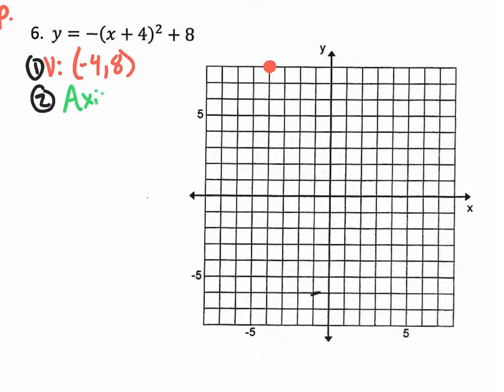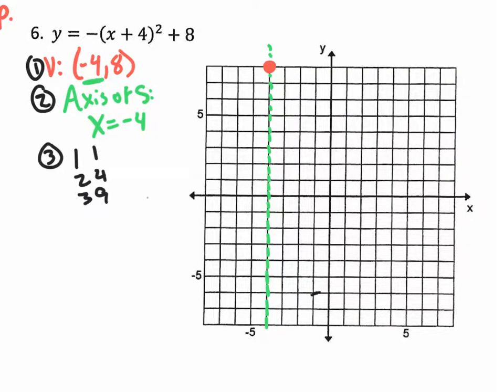Axis of symmetry. And that is going to be the green dotted line going right through that vertex. And if I wanted the equation, it's going to be x equals the x value of your vertex. So x equals what? Negative 4. Perfect. Okay, let's move on to the third thing that we need, the pattern 1, 1, 2, 4, 3, 9.